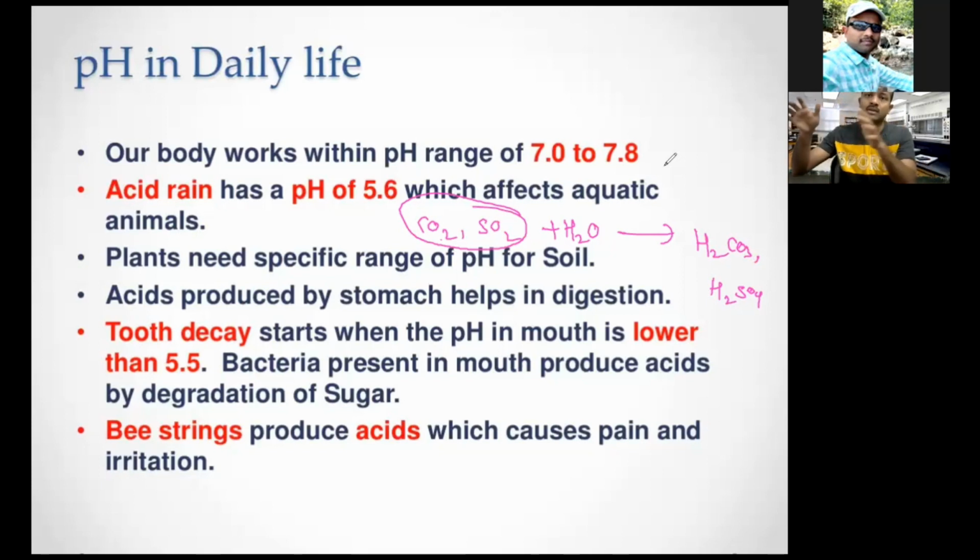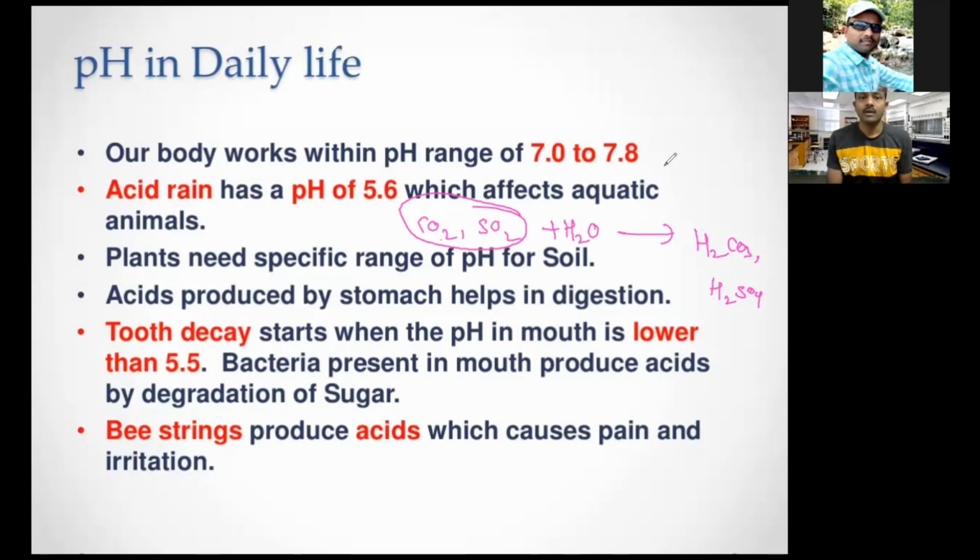When this rainwater flows into the river, aquatic life will be disturbed. It affects the aquatic life. It is dangerous to the aquatic life. So acid rain is not suggestible. To reduce this acidic nature of the rain, we have to control the pollution in the atmosphere.